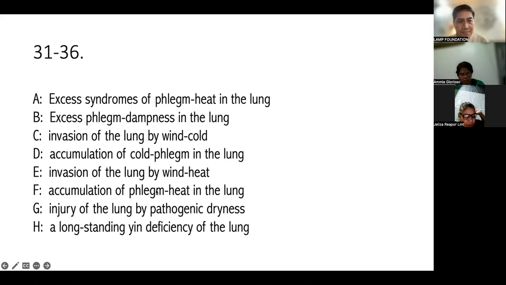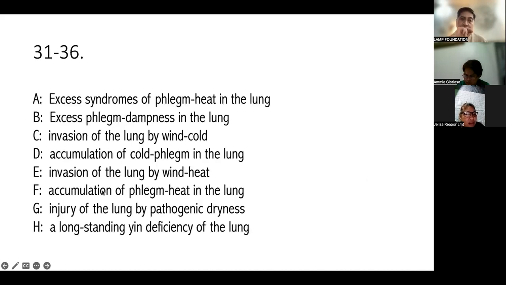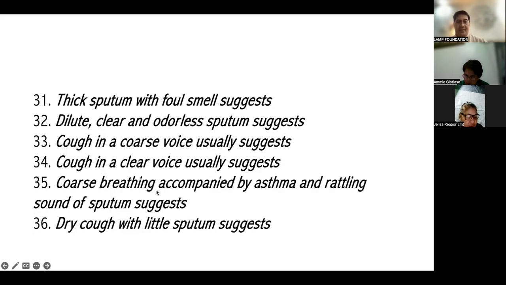Okay, number 35. Coarse breathing, accompanied by asthma and crackling sound of sputum suggests A and B. My answer is A and B, excess asthma, syndrome of rattling phlegm in the lungs. Dok, ang sagot ko dito is coarse breathing accompanied by asthma dahil sa phlegm, di ba? Puro excess. May sounds po siya. Excess siya kasi meron siyang phlegm heat, kaya may sound. May phlegm heat in the lungs, saka meron din siyang phlegm dampness in the lungs. So parehong excess. Okay.